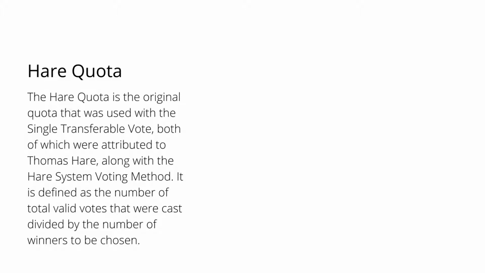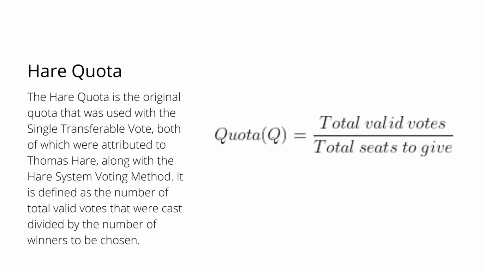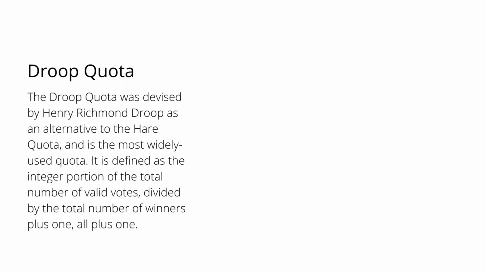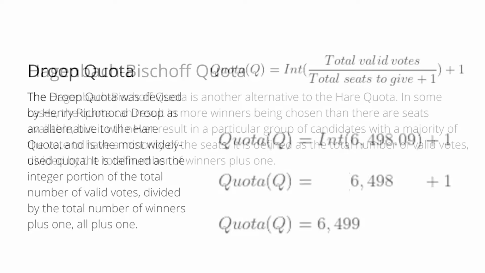Hare quota. The Hare quota is the original quota that was used with the single transferable vote method, both of which were attributed to Thomas Hare, along with the Hare system voting method. It is defined as the total number of valid votes that were cast divided by the number of winners to be chosen. The Droop quota. The Droop quota was devised by Henry Richmond Droop as an alternative to the Hare quota and is the most widely used quota. It is defined as the integer portion of the total number of valid votes divided by the total number of winners plus 1, all plus 1.